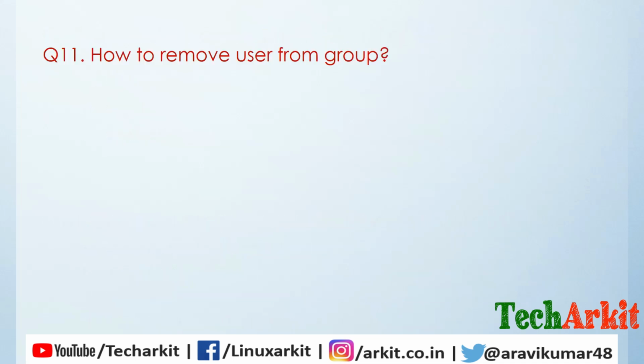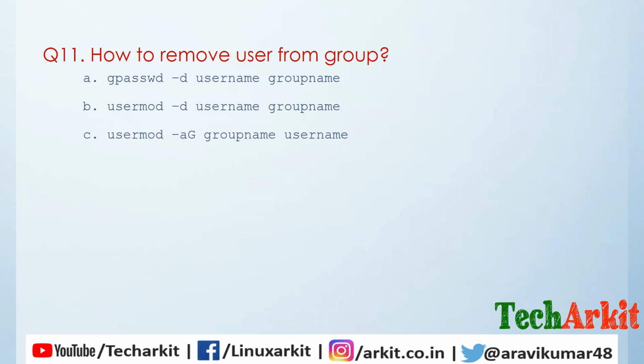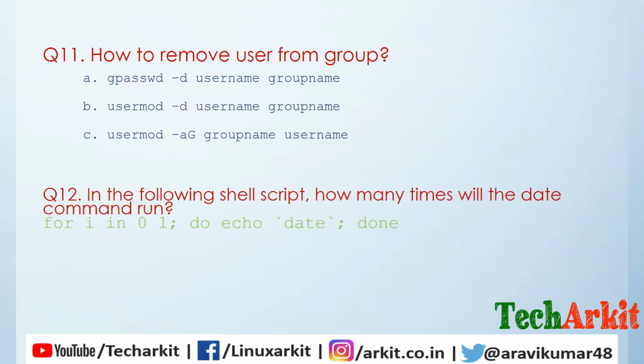So the next question, 11, is how to remove user from group. So this is a most asked interview question. So the first option is gpasswd -d, username and group name. Option B is usermod -d, username, group name. Option C is usermod -a, capital G, group name, username. So you have to choose the correct answer and practice it and you will get it.